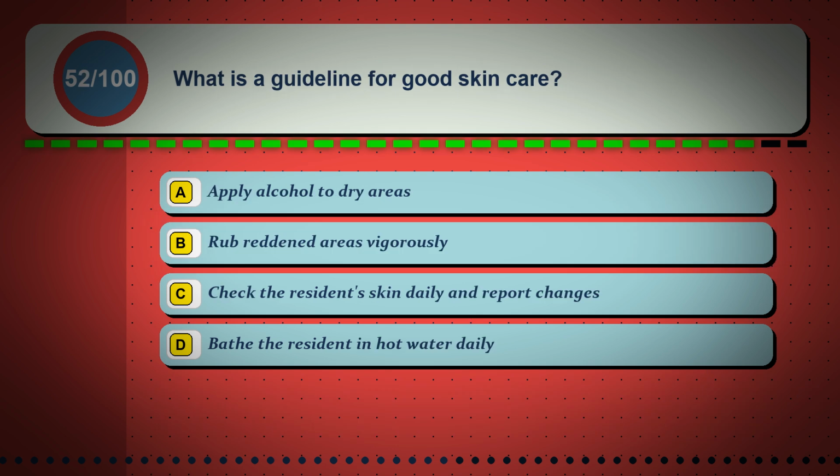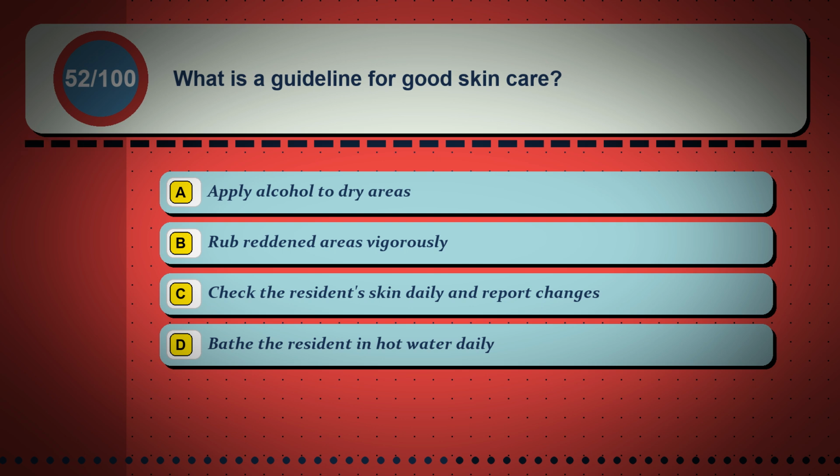Question 52. What is a guideline for good skin care? Option A. Apply alcohol to dry areas. Option B. Rub reddened areas vigorously. Option C. Check the resident's skin daily and report changes. Option D. Bathe the resident in hot water daily.